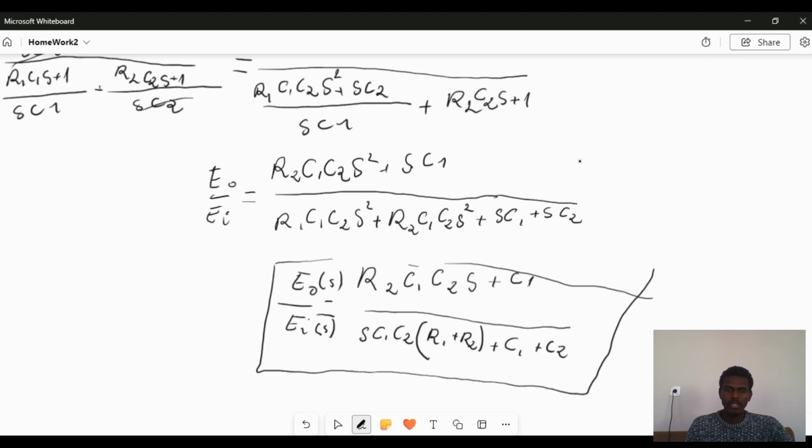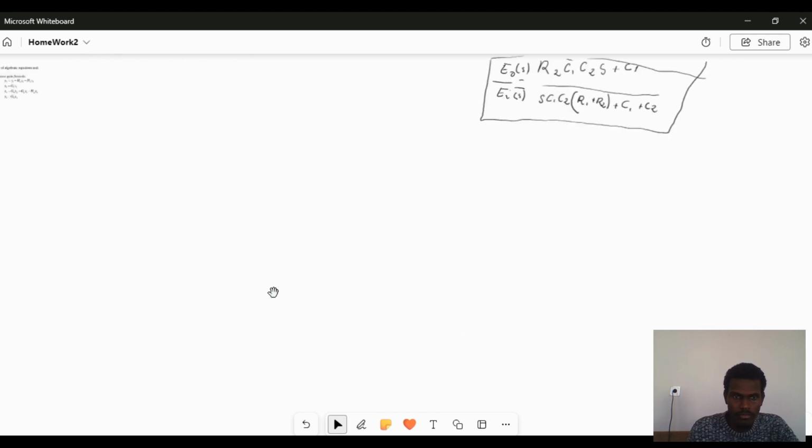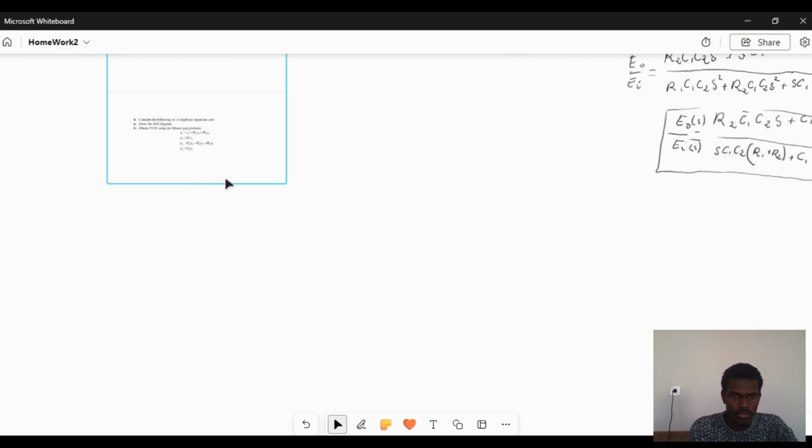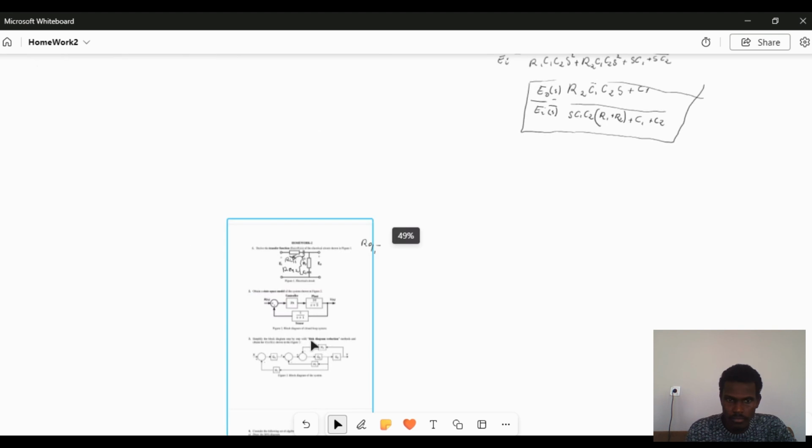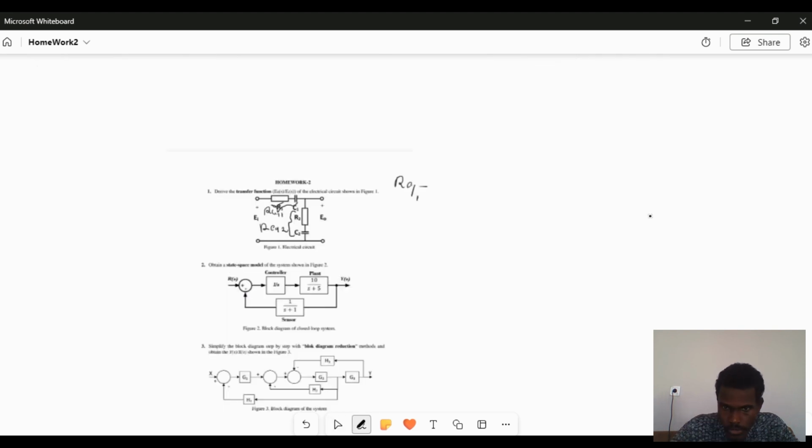Okay, here we can continue with the second portion. So here we can say second question. First of all, we find the forward path gain, which is equal to 10 over S multiplied by (S plus 5).